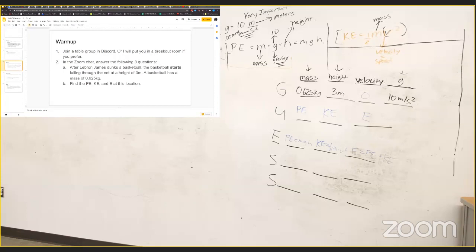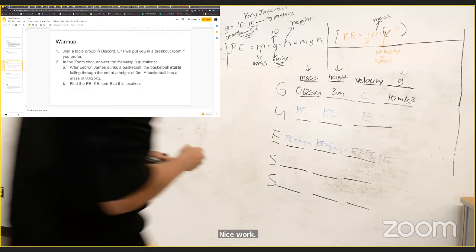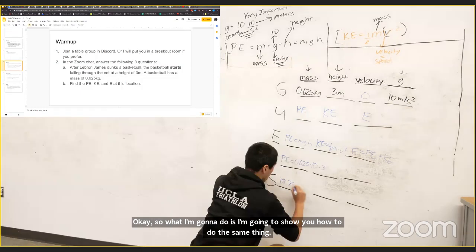Nice work. Okay. So what I'm going to do is I'm going to just show you how you can substitute these things in. So let's substitute things in for potential energy. We don't know our potential energy, but we do know our mass, which is 0.625. We know to multiply by our gravity, which is 10, and we can multiply by our height, which is 3. And so this gives us a potential energy of 18.75 joules.